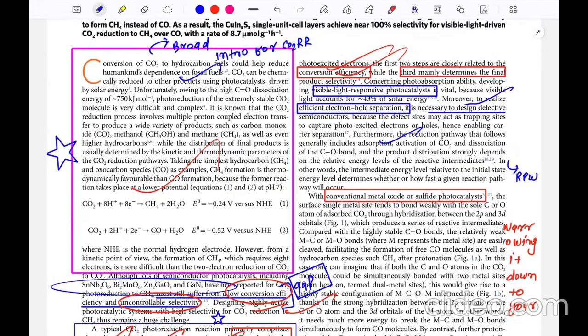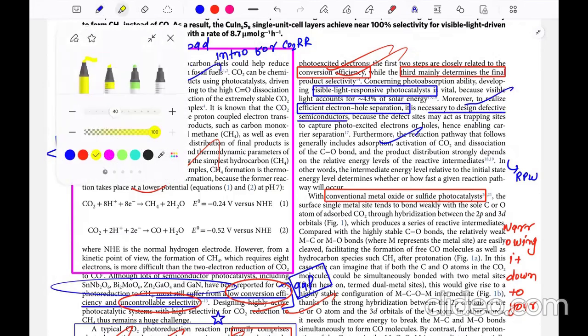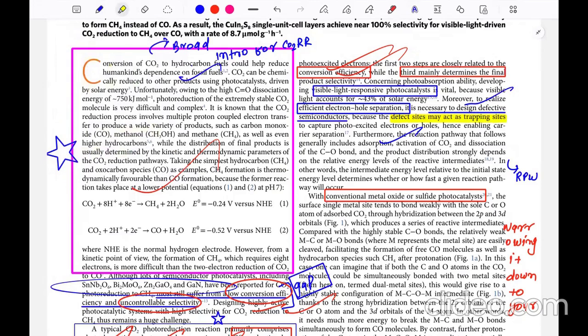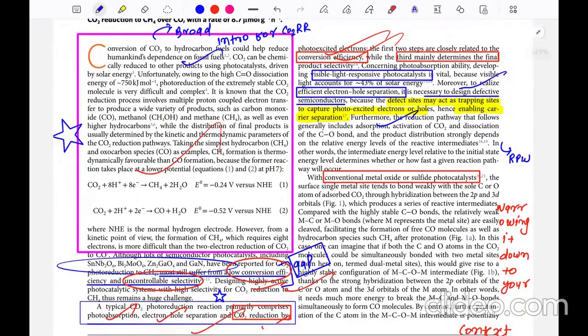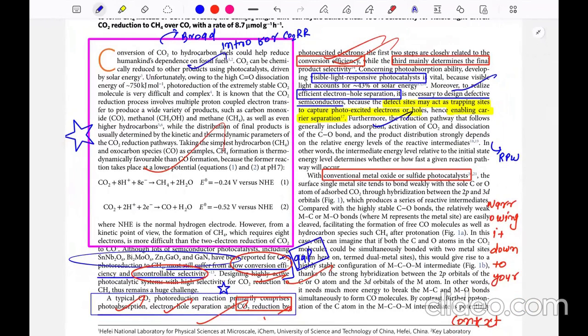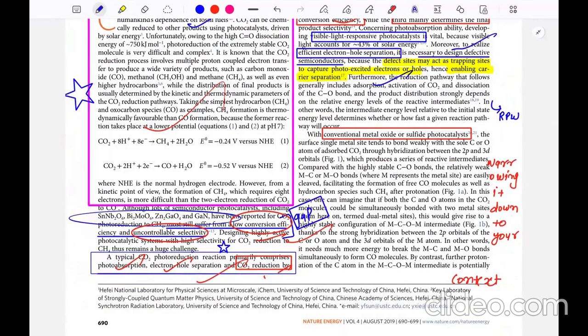It is necessary to design defective semiconductor. Why? Because the defect sites actually act as trapping sites to capture photo-generated charge carriers and electrons, thereby enabling carrier separation. So this is very good for photocatalysis. This is kind of a general solution for the problems that they are facing. So this can be considered as the general previous relevant works for the CO2 reduction reaction.